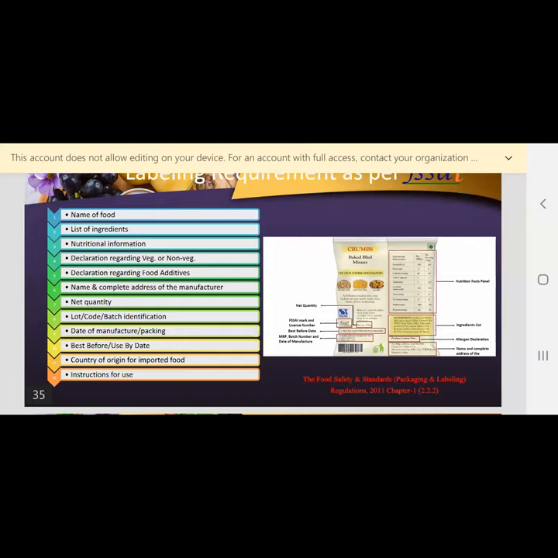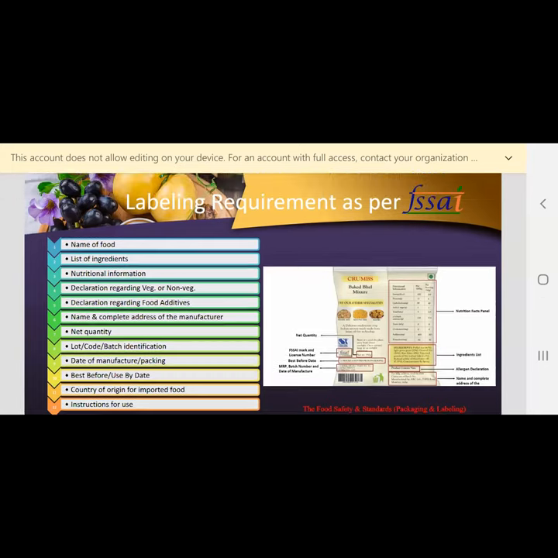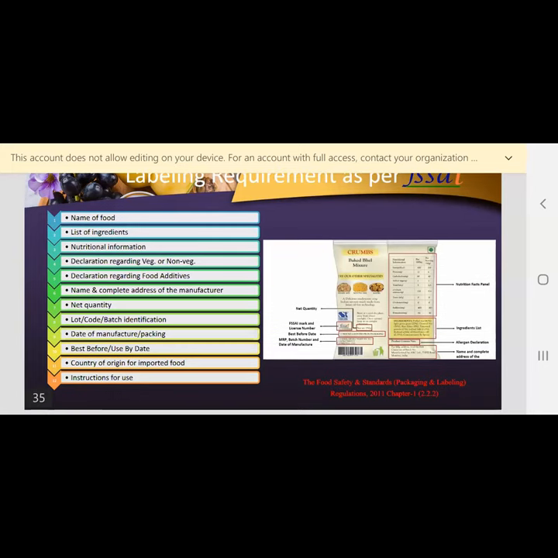Okay. Next, the instruction for use. The instruction should be present there on how to use the food. In the picture, it is basically shown what the basic requirements are that we need to fulfill. You can see it also.